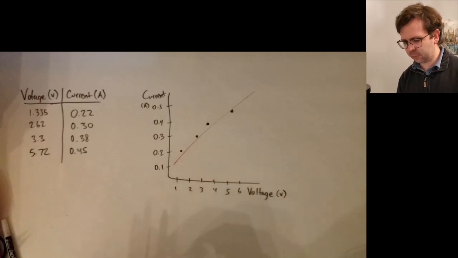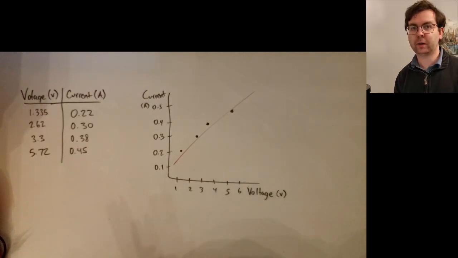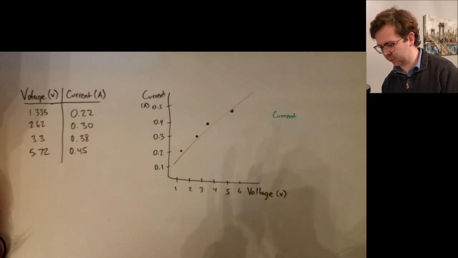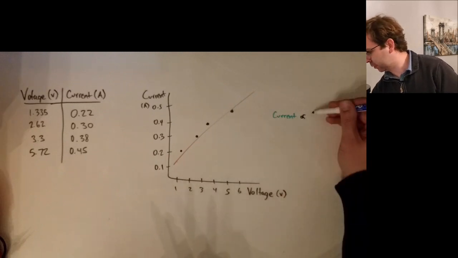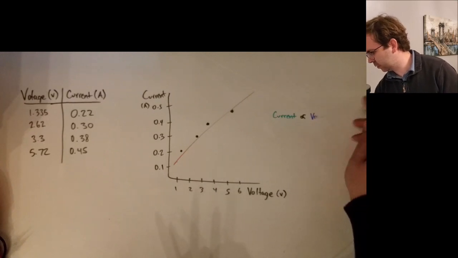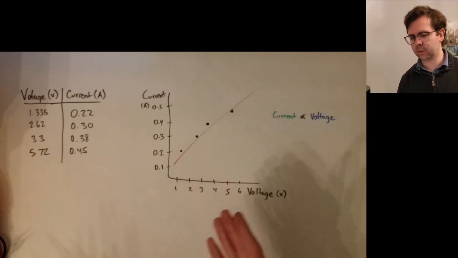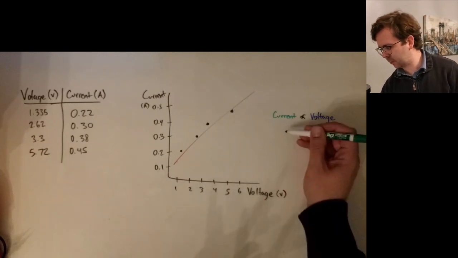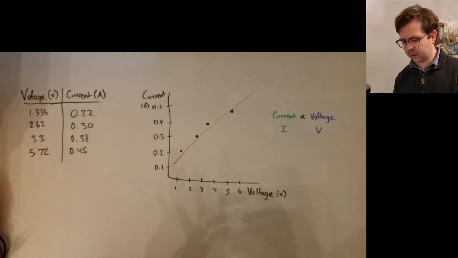Now with this relationship, we also can make an equation that relates current and voltage. So what we find here is that current is directly proportional to the voltage. So I'm going to use this little symbol here for proportional and then voltage. What we see is that as you increase the voltage, the current goes up by about the same factor. So if you doubled the voltage, you get double the current. And so we can simplify this a little bit with mathematical symbols. So I for current and V for voltage. And we say that they are directly proportional.